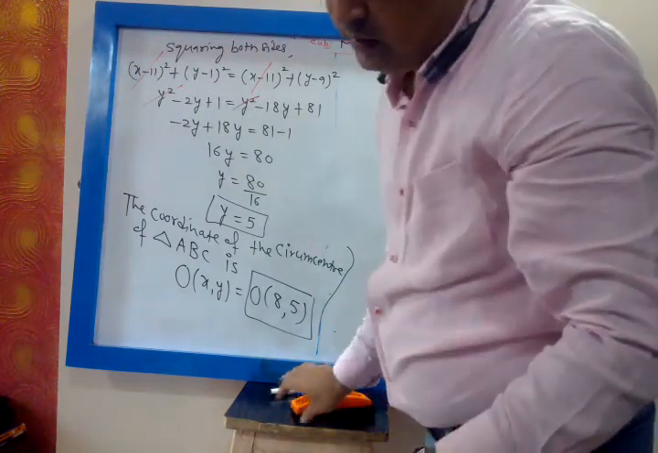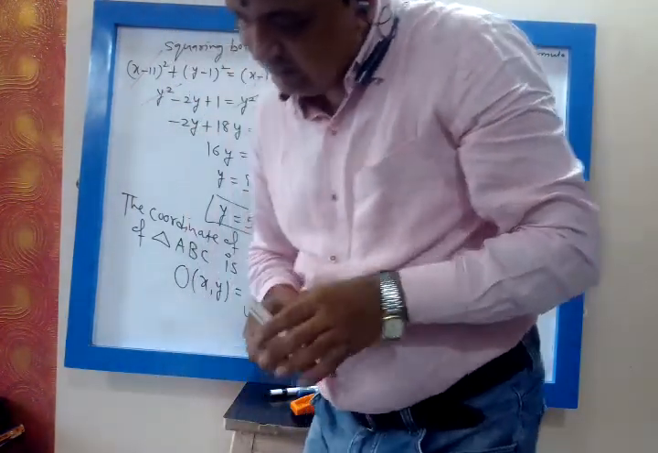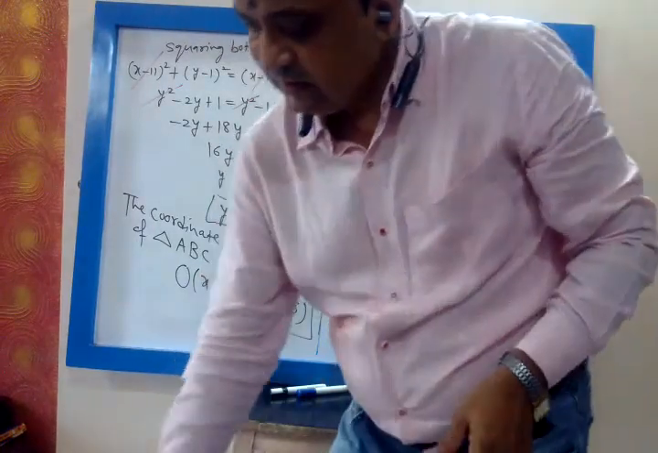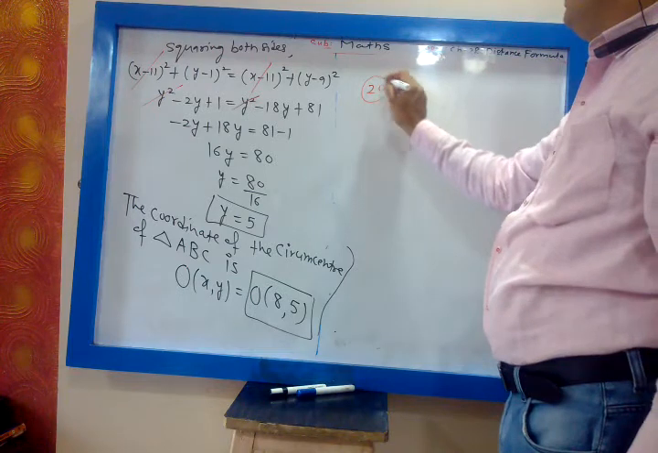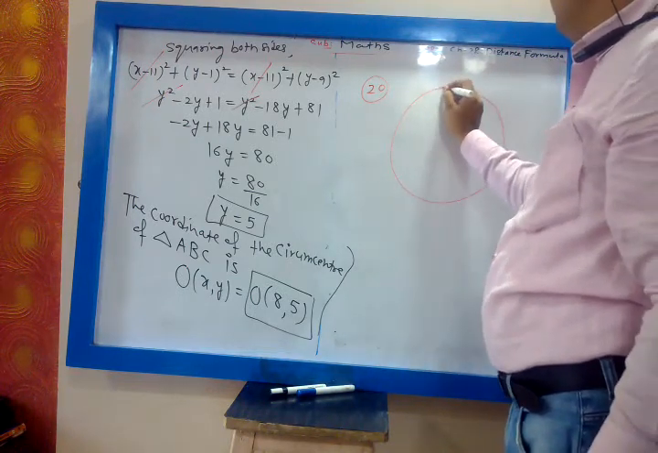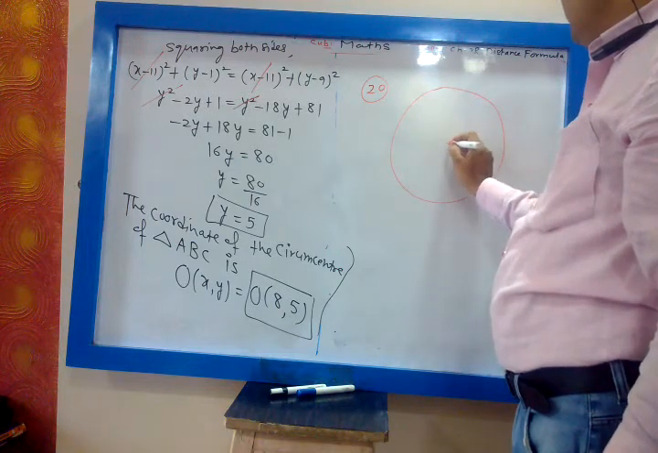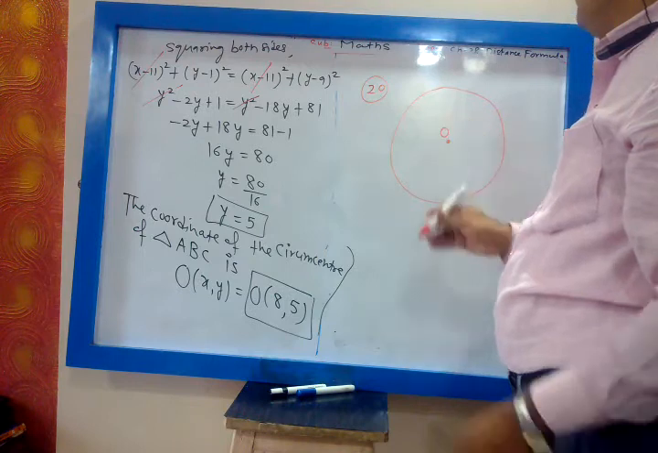Okay, now see, the center of the circle. So let me explain some concepts of a circle. We are given a circle. This is the center of the circle. O is the center of the circle.